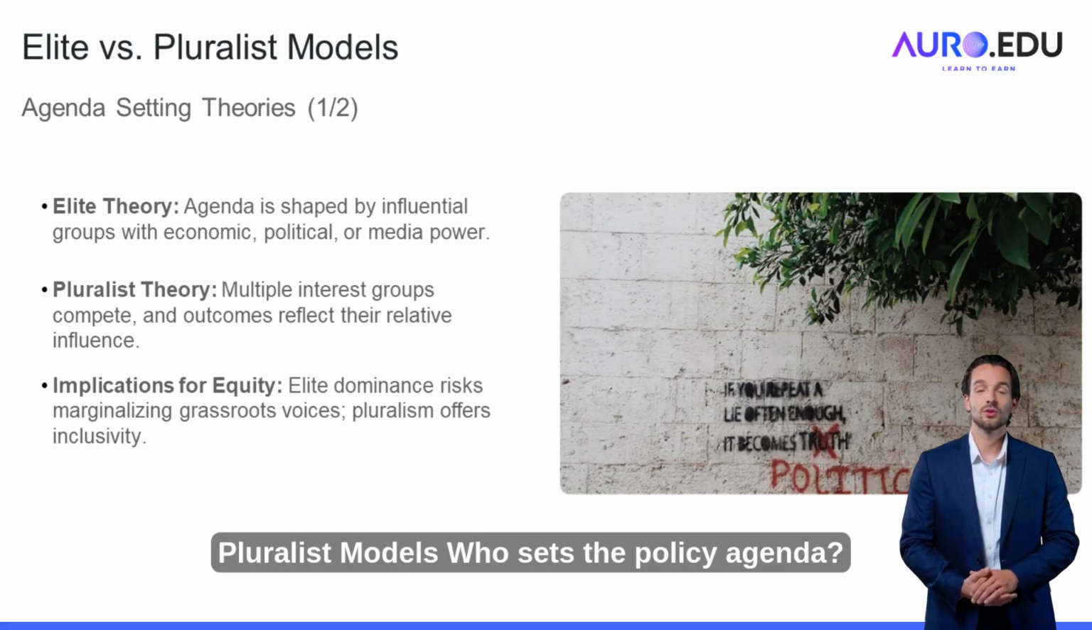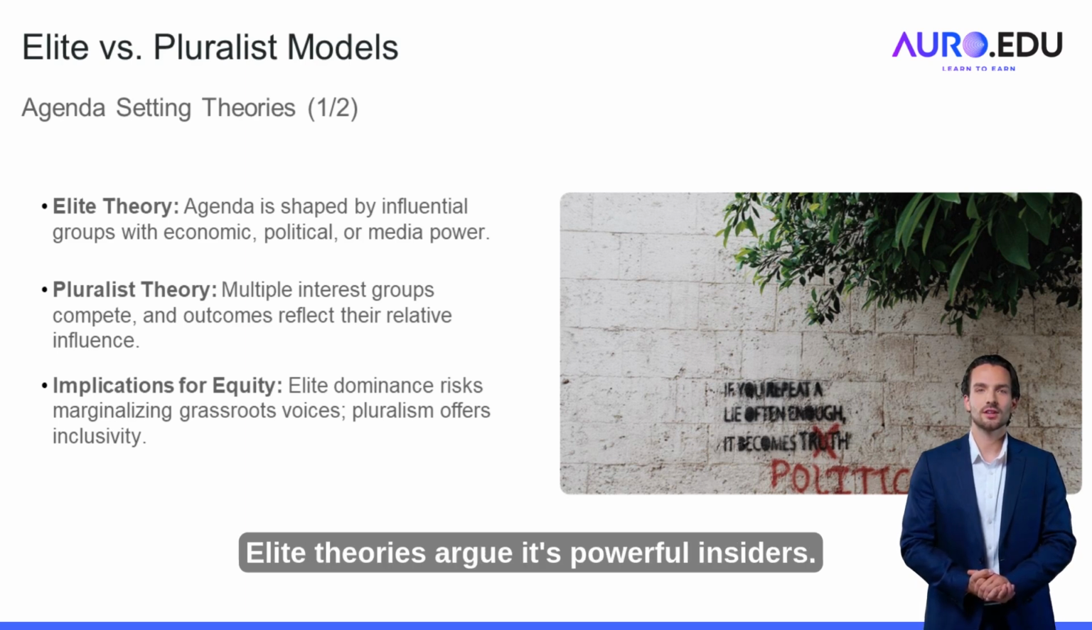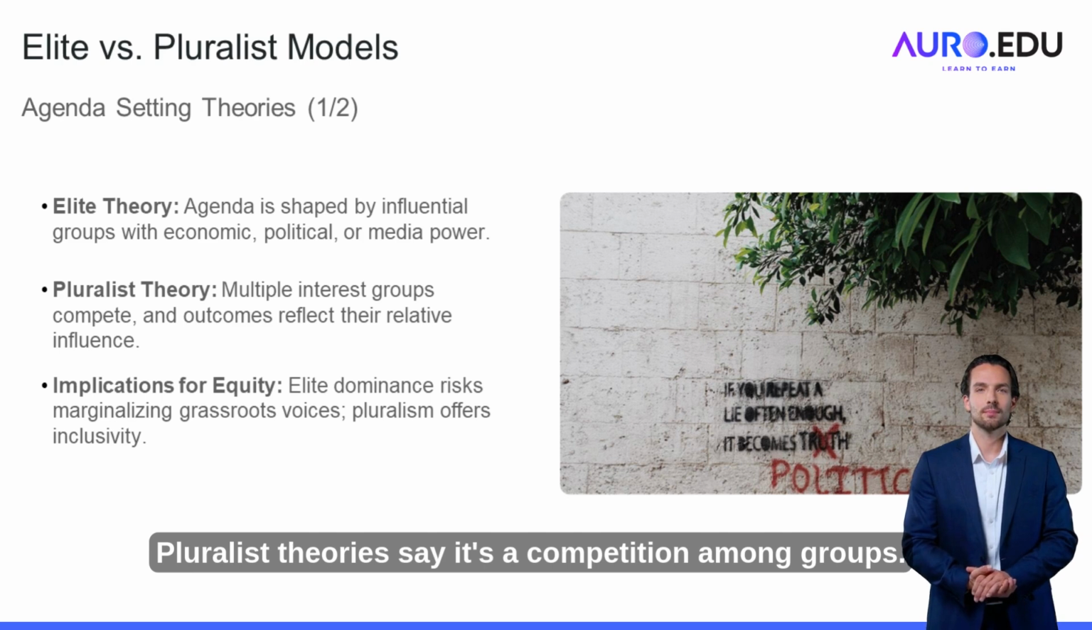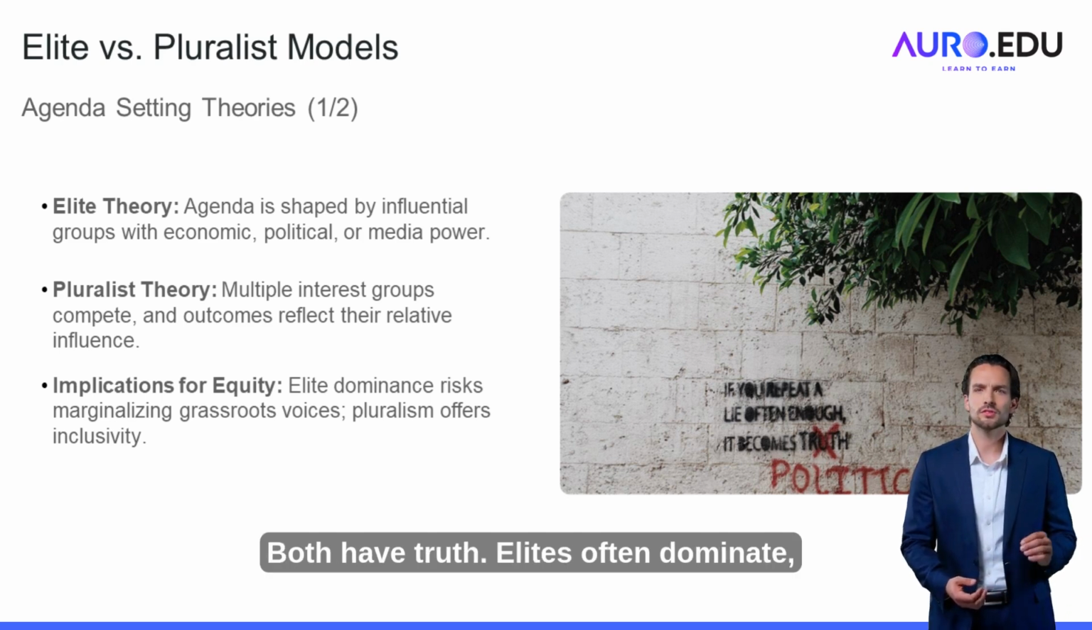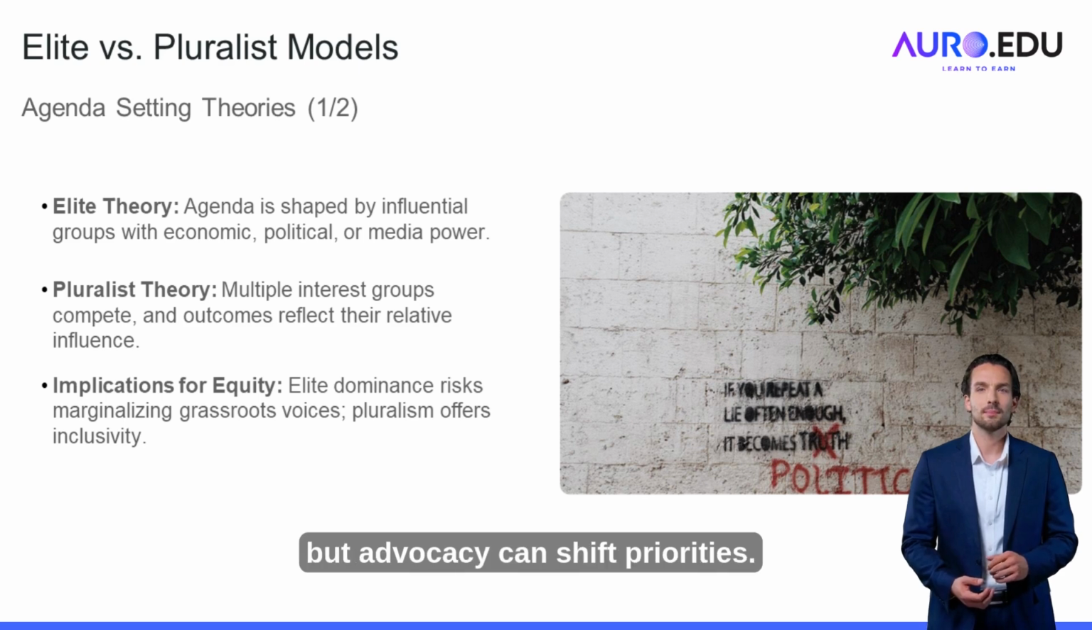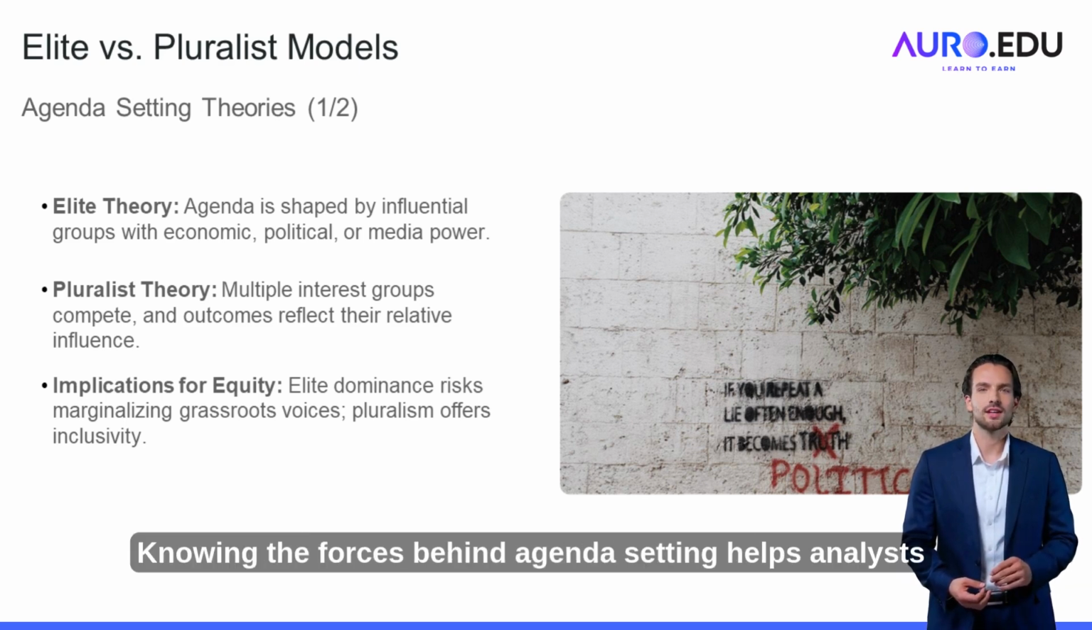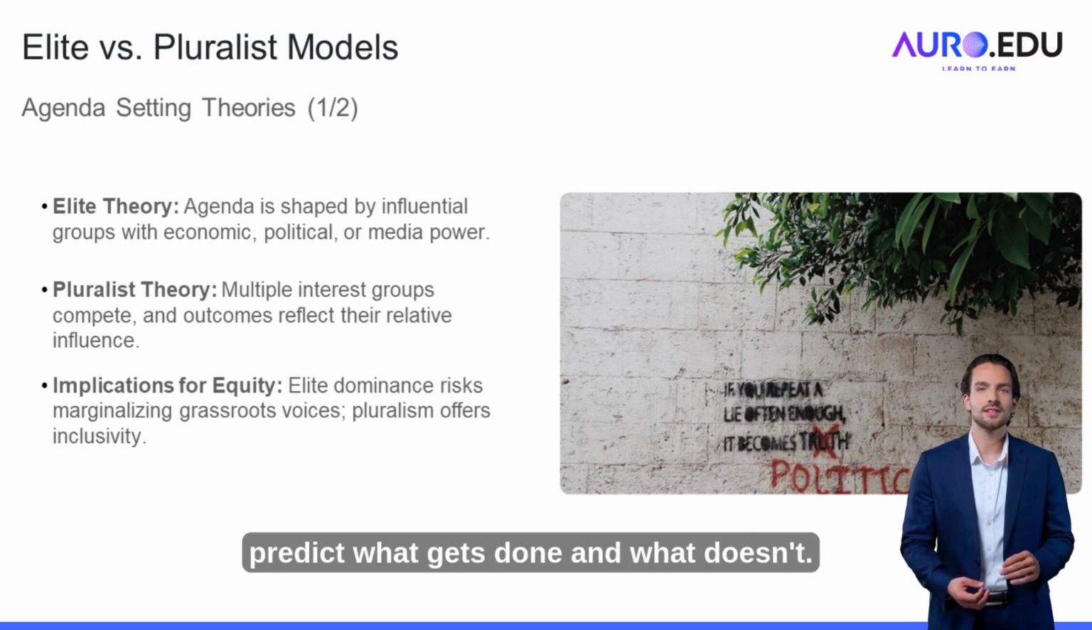Elite versus pluralist models. Who sets the policy agenda? Elite theories argue it's powerful insiders. Pluralist theories say it's a competition among groups. Both have truth. Elites often dominate, but advocacy can shift priorities. Knowing the forces behind agenda setting helps analysts predict what gets done and what doesn't.